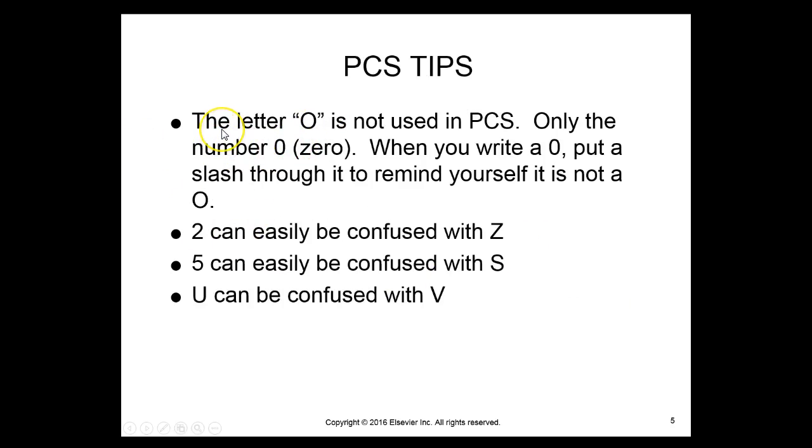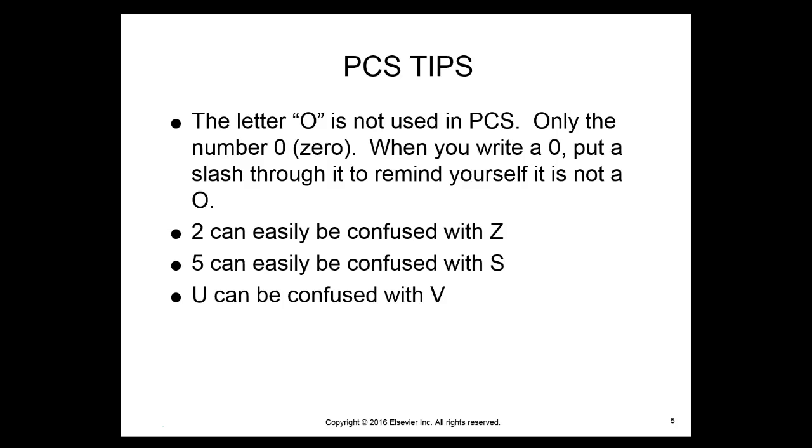Some tips. In the procedural coding system, the letter O is not used. It is the number 0. So you should get into the habit of saying 0 and not O when you're looking at those codes, because O is used in the clinical modification and the diagnosis coding. So when I write a procedure code and I write that 0, I put a slash through it, like a stop sign, to remind me that in fact it is not an O, but it's a 0.